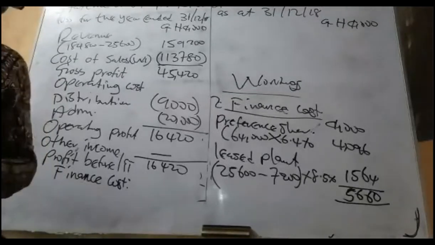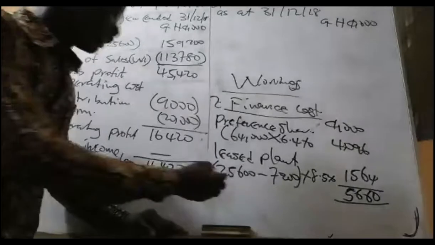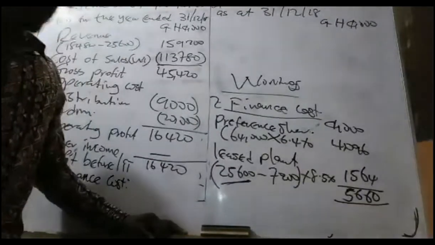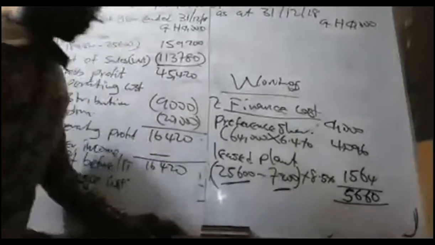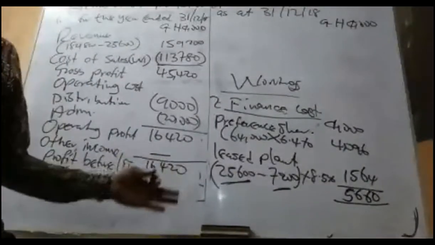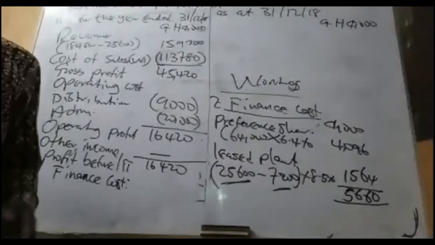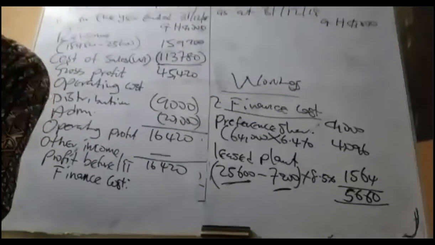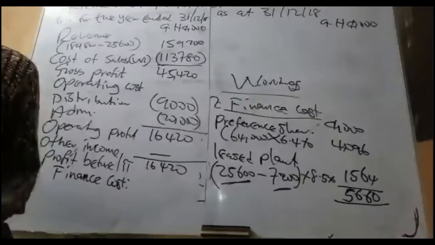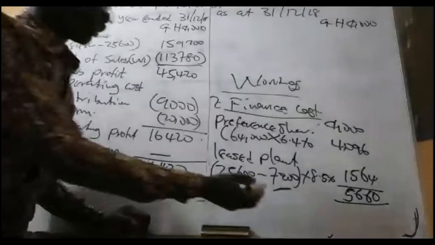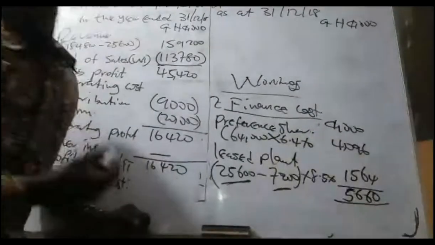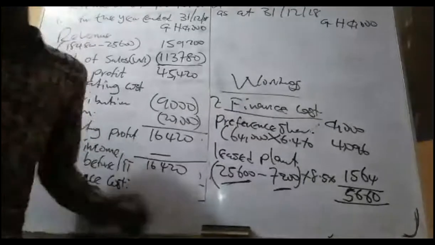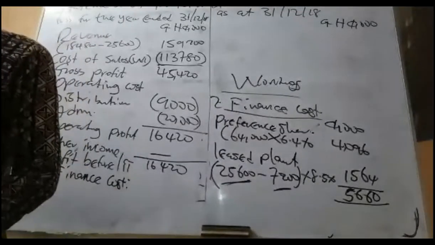So with the lease, the liability at the start of the year is 25,600, but they made an advance payment of 7,200, reducing the liability at the start of the year. Great. So it will reduce the liability at the start of the year. Then you charge the 8.5% on it.